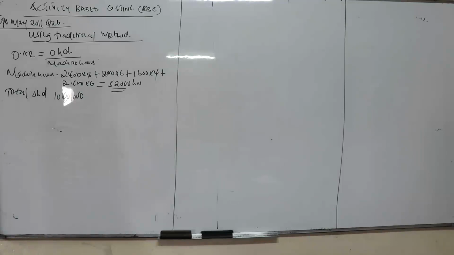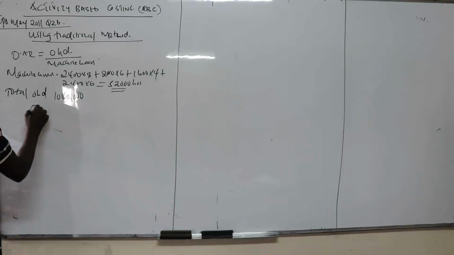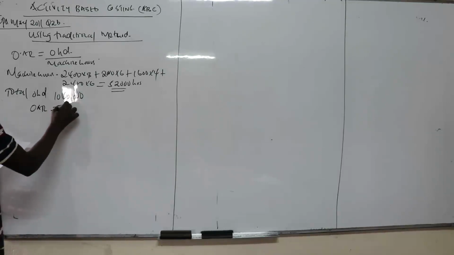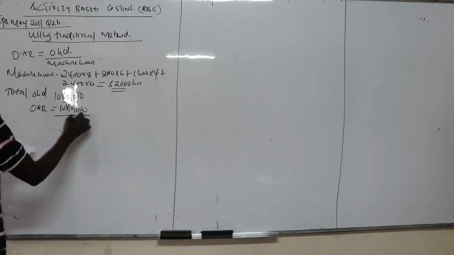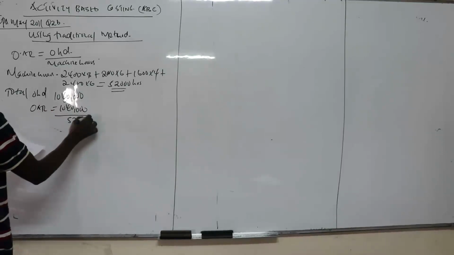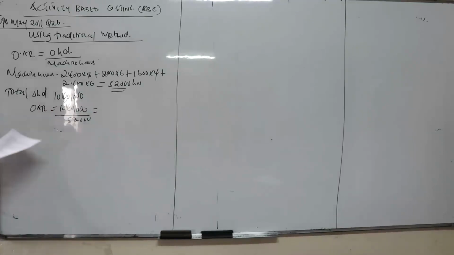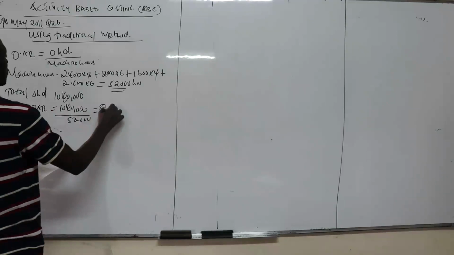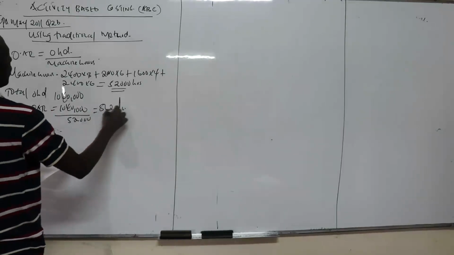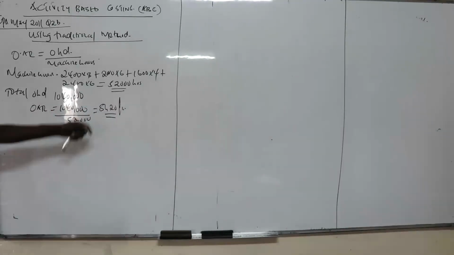So now the overhead absorption rate is going to be 1,040,000, and then you divide by 52,000. So what do you get here? You get shillings 20 per hour. So this is going to be the rate of absorbing overheads. So remember, we want the total cost and the cost per unit.